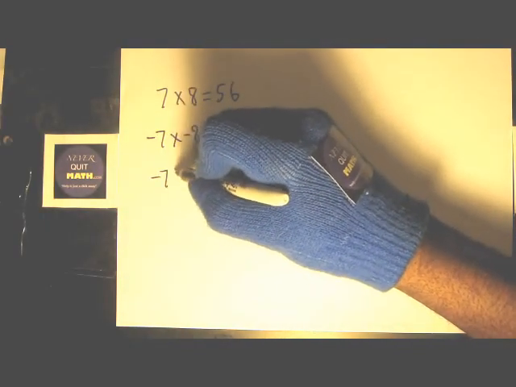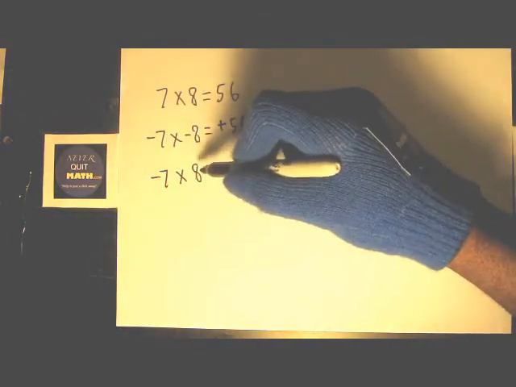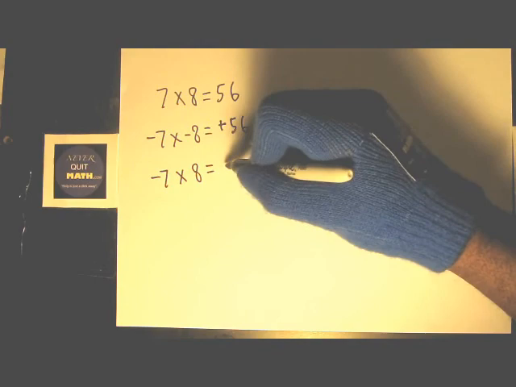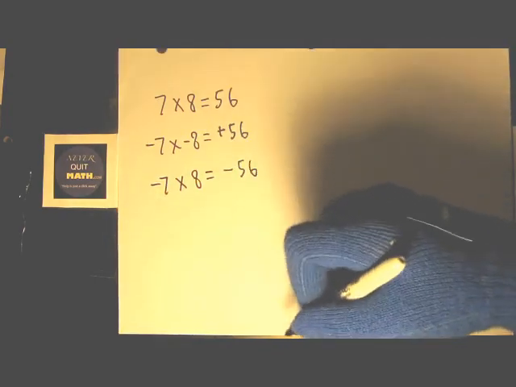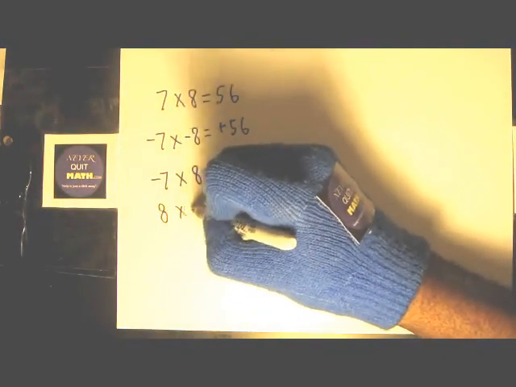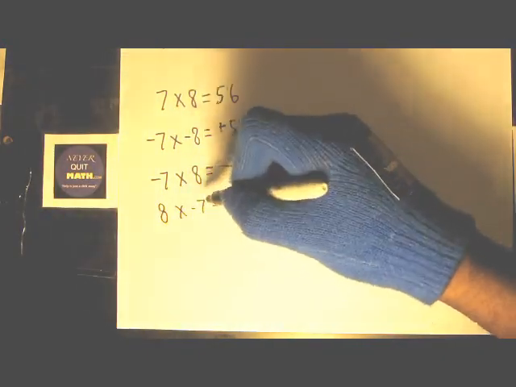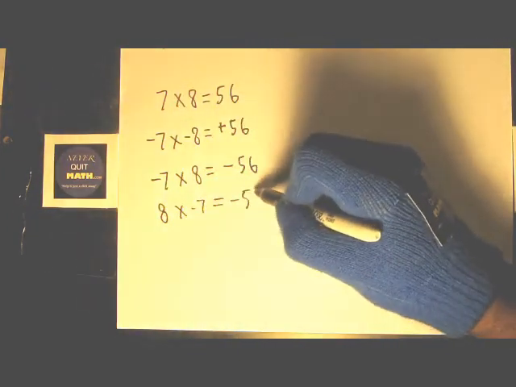What if I had negative 7 times positive 8? We got a negative and a positive, so the answer is always going to be negative. You get negative 56. And same thing if we had 8 times negative 7. Once again, we look in there. This is positive, this is negative, so the answer is negative.